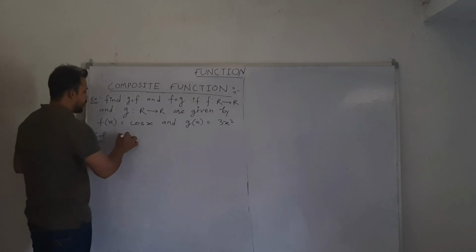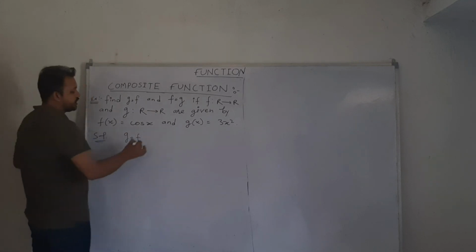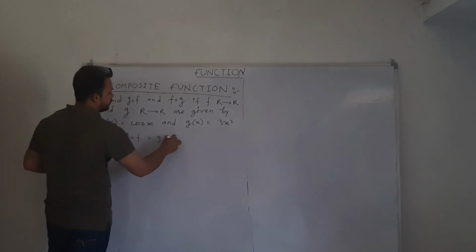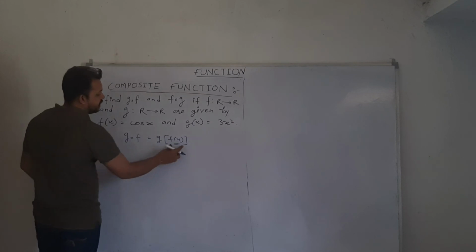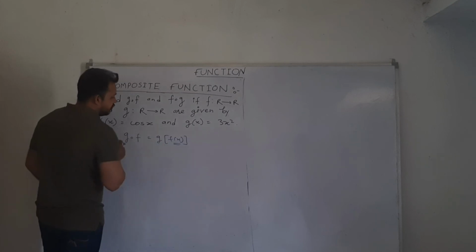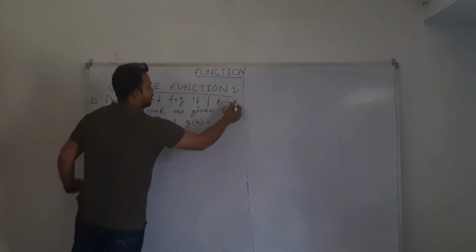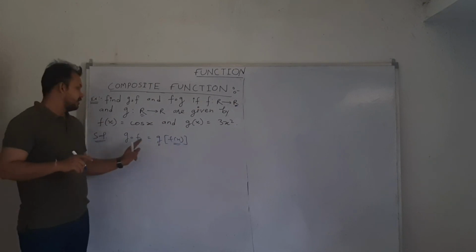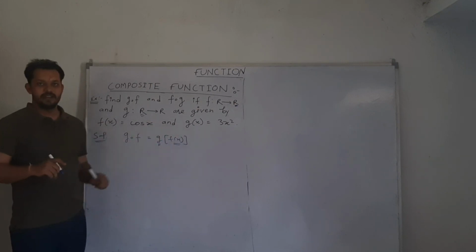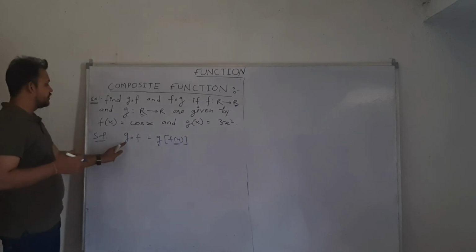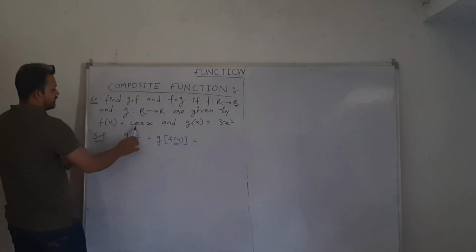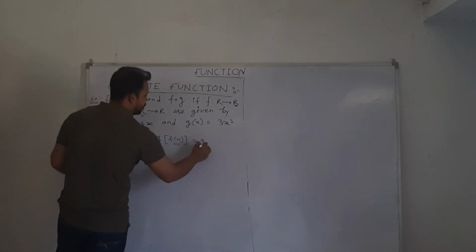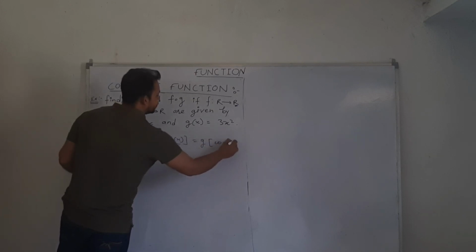So for function GOF, we know GOF means g of f(x). Here the first function is f(x). So we have to check that the range of f(x) must be a subset of the domain of function g. So the range of f is R. Hence we can say that this function GOF is defined. So now we will find function GOF. GOF means g of f(x). Value of f(x) is cos x, so we will put cos x here. The g of cos x.